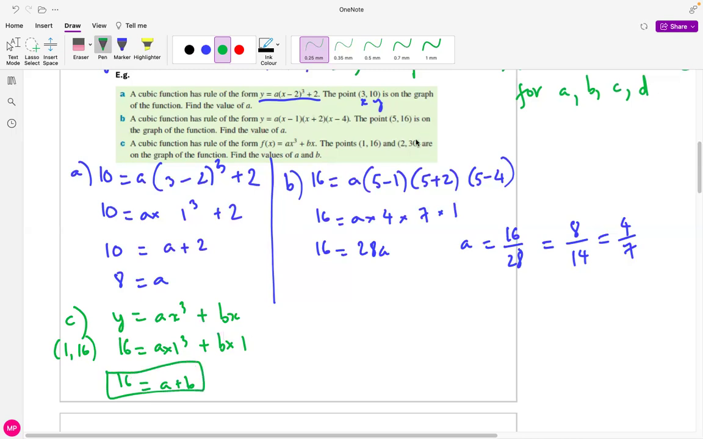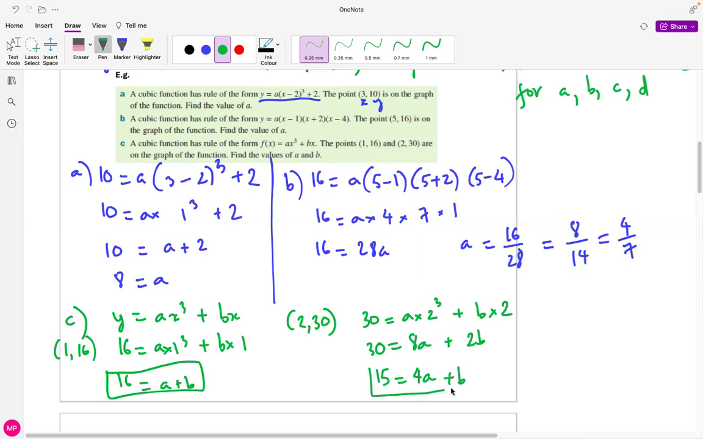Okay. Then I do the same thing for the other point, which is 2 and 30. Exactly the same process, so sub it in. So 30 is the y, equals a times 2 cubed plus b times 2. So 2 cubed is 8, 8a plus 2b equals 30. Yeah, I can divide it by 2. So 15 equals 4a plus b, so the numbers get smaller.